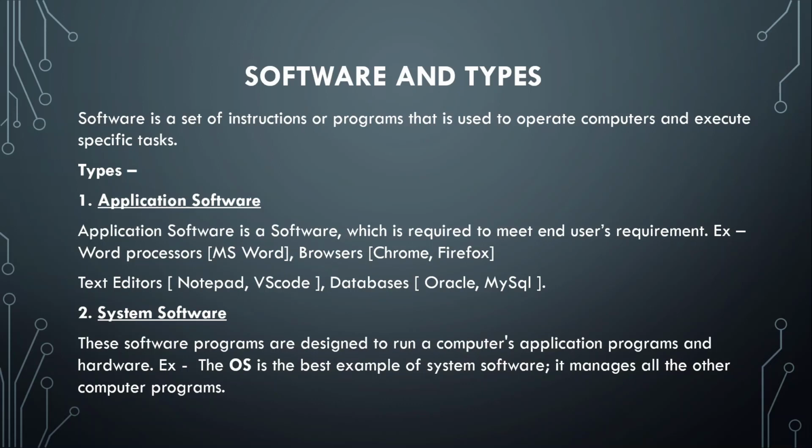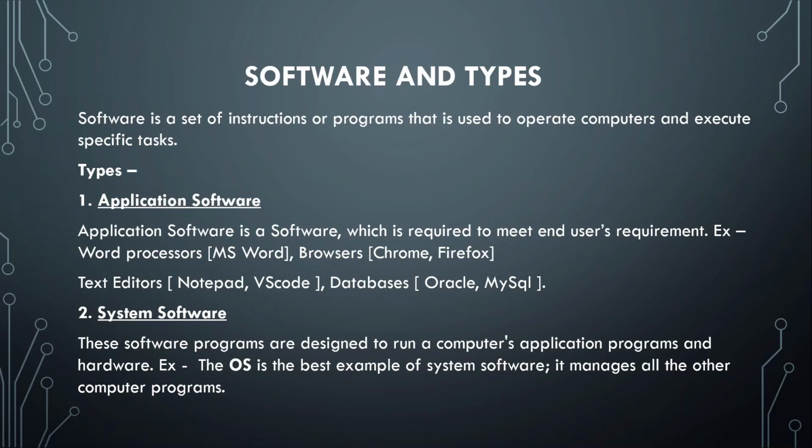Similarly, there are word processors. For example, if you want to work on Microsoft Word, that is application software. And if you want to use some text editor, for example if you are working on HTML, you will go to a text editor like Notepad, or you can use VS Code or Atom, anything. So that text editor, Notepad, VS Code or Atom, these are called application software.